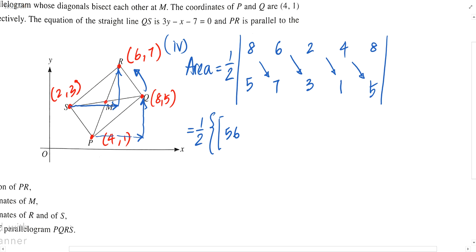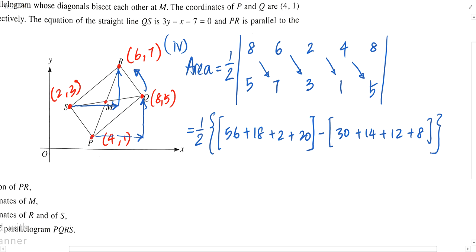Then plus 18 plus 2 plus 20. Now, close the bracket. Minus, open another bracket. 30. Okay, 30. 14, 12. From here, use your calculator, get the answer. What is the answer?